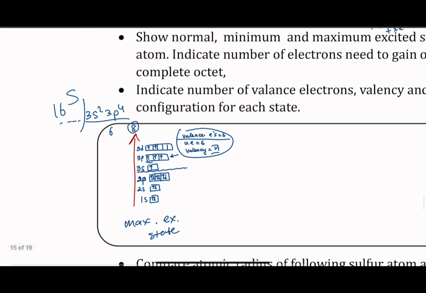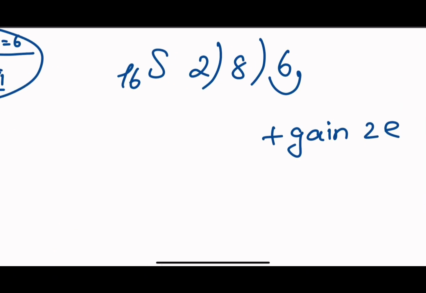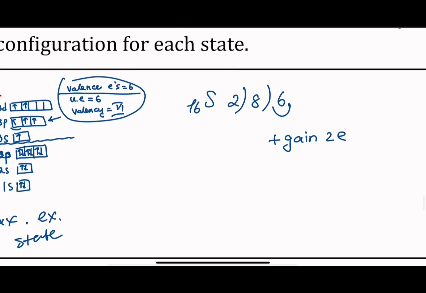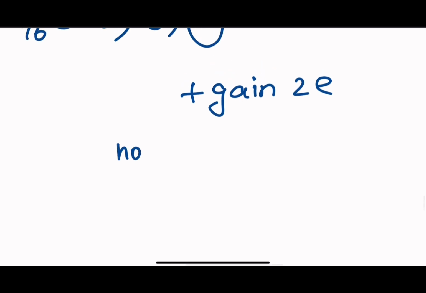And in order to complete the octet, again guys, if I have sulfur, I'm gonna write it like this. So we know that the first shell got 2, second shell got 8, and the next shell got 6, right? In order to make it octet, I need to gain 2 electrons. So in nonmetals, when we find the valency, we told you that nonmetals either lose electron or share electron.